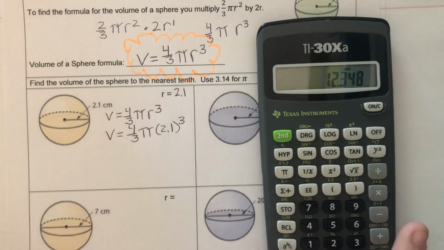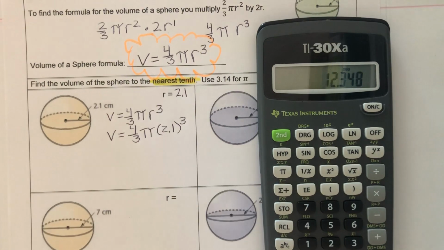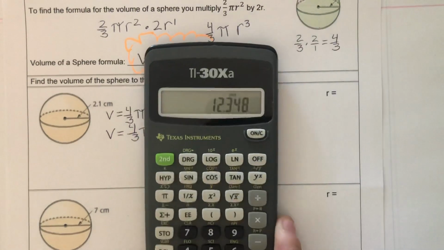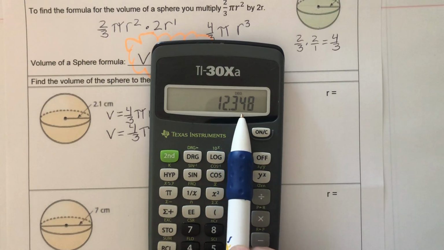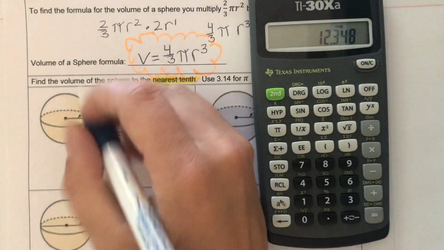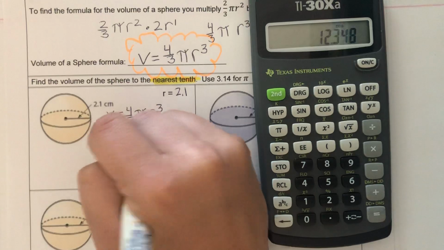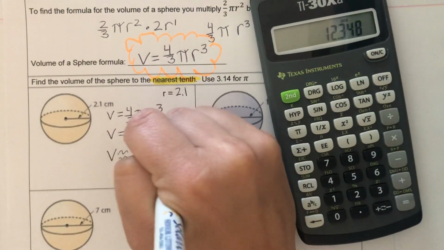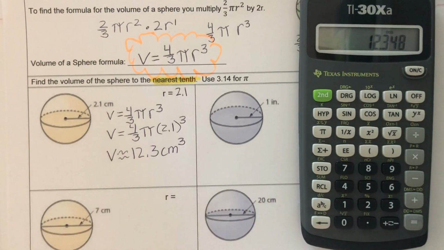Now our directions said to round to the nearest tenth. So I'm going to look at the tenths place. The tenths place is right here, right after the decimal. Look to the neighbor to the right. 5 or more, add 1 more. 4 or less, let it rest. So this is a 4. That means I don't need to change this 3. The volume of this sphere is approximately 12.3 centimeters cubed. Cubed because we're talking about volume.